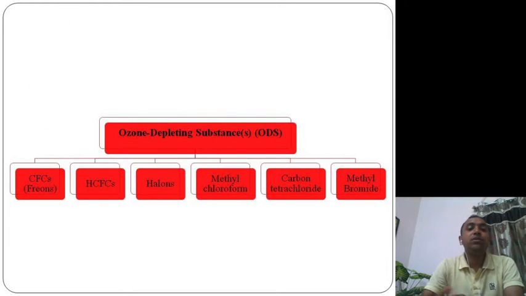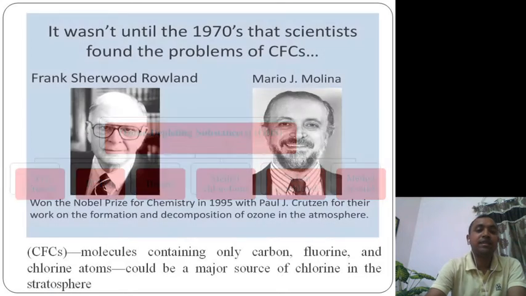Now coming to the ozone depleting substances. These are substances which deplete the ozone. So we can see what those substances are. These are chlorofluorocarbons, also called freons. Then HCFCs, that is hydrochlorofluorocarbons. Then we have halons. Then methyl chloroform is another one. Then carbon tetrachloride is another one. Then we have methyl bromide also. These are some of the ozone depleting substances.